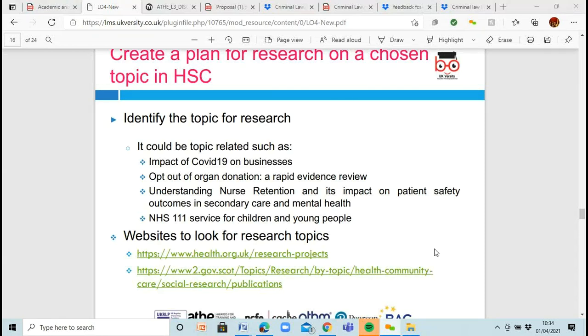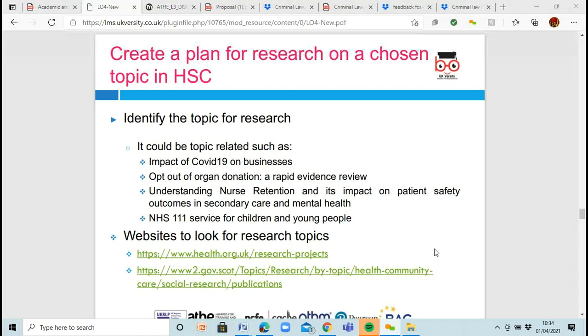So we're going to create a plan for research on your chosen topic. First you're going to identify your topic. Here are some topics that you can use. Impact of COVID-19 on businesses. Second one could be opt-out of organ donation, a rapid evidence review. Understanding nurses' retention and its impact on patient safety. And then outcomes in secondary care and mental health. Or NHS 111 services for children and young people.